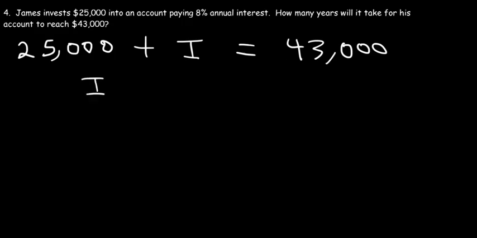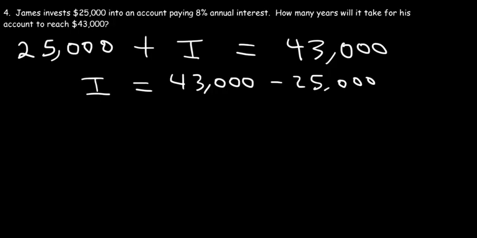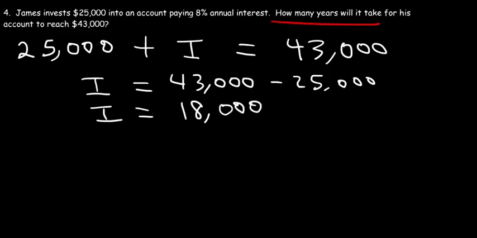So the interest that he receives during that time is the difference between $43,000 and $25,000. So if we subtract those two numbers, you should get $18,000. So that's how much money he's receiving in interest in this time period. And we've got to find out what that time period is. So our goal is to find T. How many years will it take for his account to reach that level?